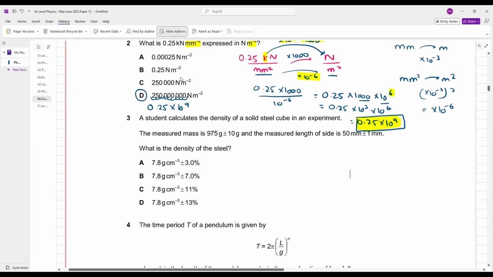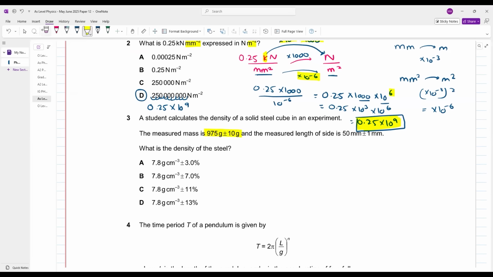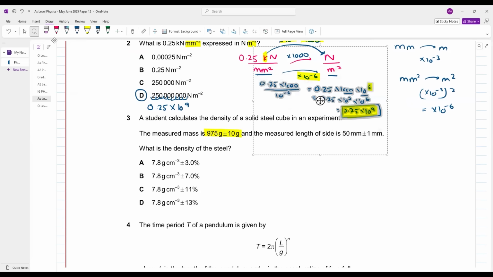Simple. A student calculates the density of a solid cube in an experiment. Okay. The measured mass is this, and the measured length is this. Okay, let me minimize this. I think this has gotten into the question. Let's minimize it. Let's keep it here. Okay. So the mass of the cube is this, and the length of each side is this.